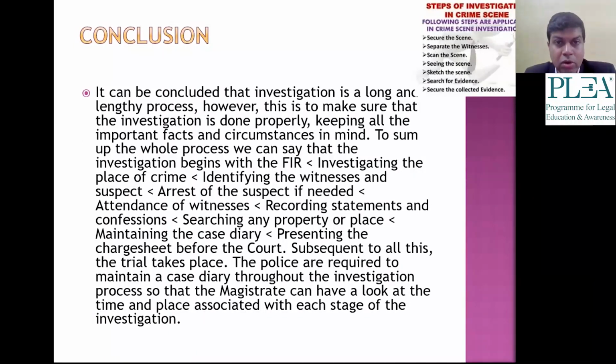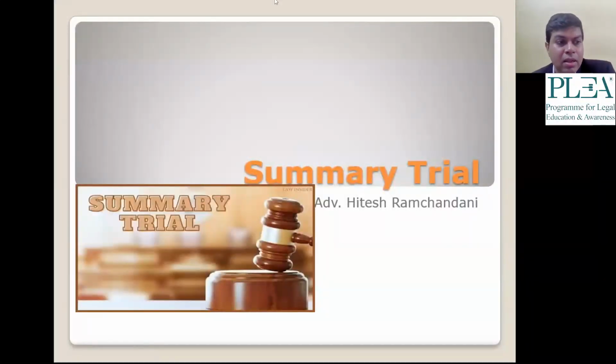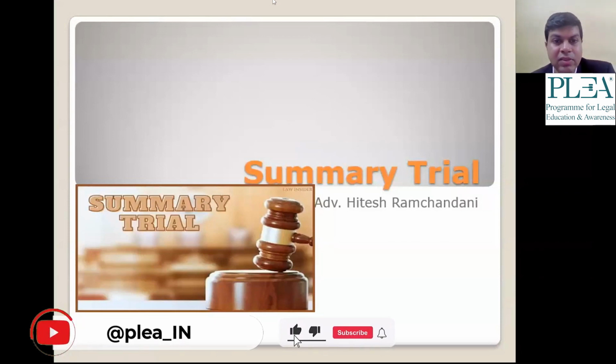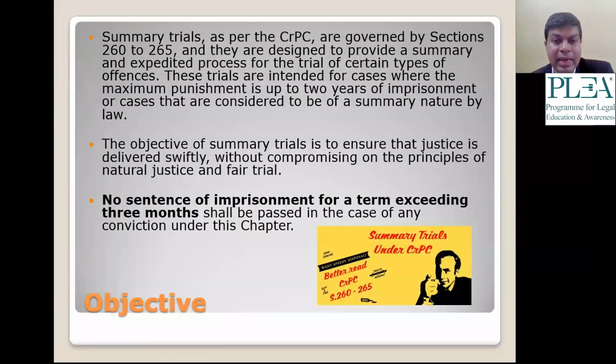So with this, we conclude the topic of investigation. Next is summary trial. Summary trials, as per the CrPC, are governed by sections 260 to 265, and they are designed to provide a summary and expedited process for the trial of certain types of offences. These trials are intended for cases where the maximum punishment is up to 2 years of imprisonment, or cases that are considered to be of summary nature by law.